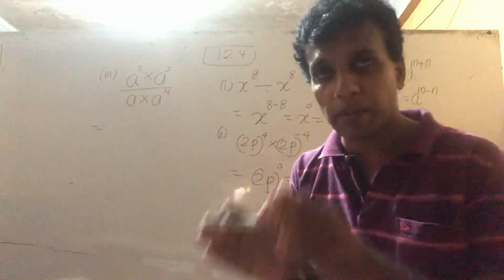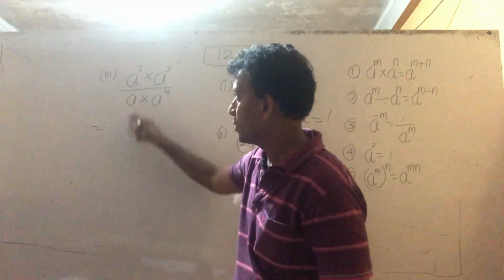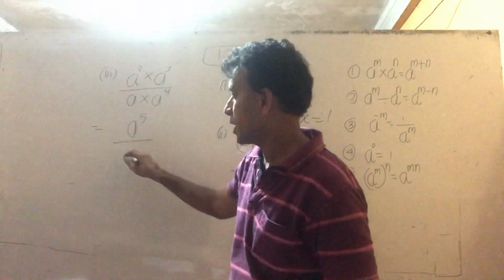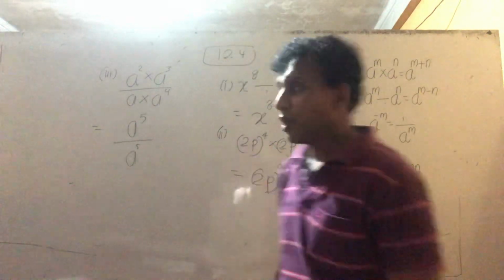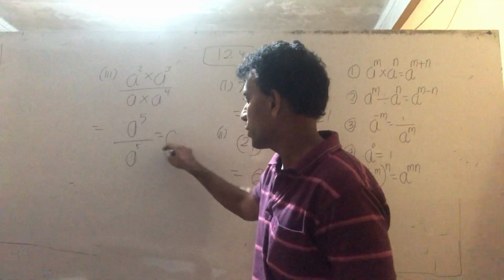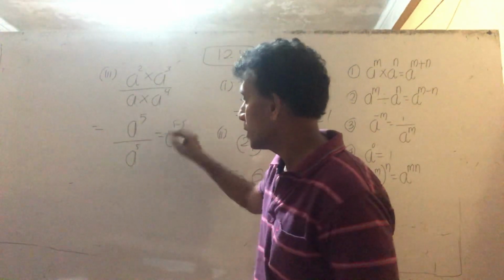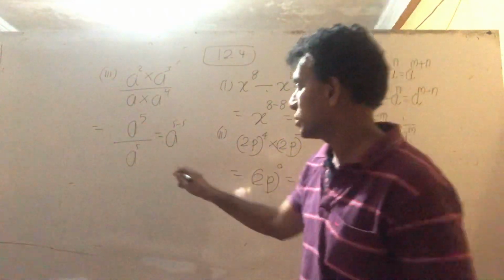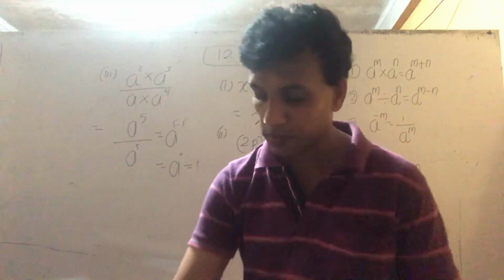Every exercise is built up like that. So here the bases are the same, add the powers. 2 plus 3, 5. Bases are the same, add the powers. 1 and 4, 5. Now follow the second rule, the division rule. Power 5 divided by power 5, subtract the powers. Bases are the same. When you divide, subtract the powers. The answer is 1.